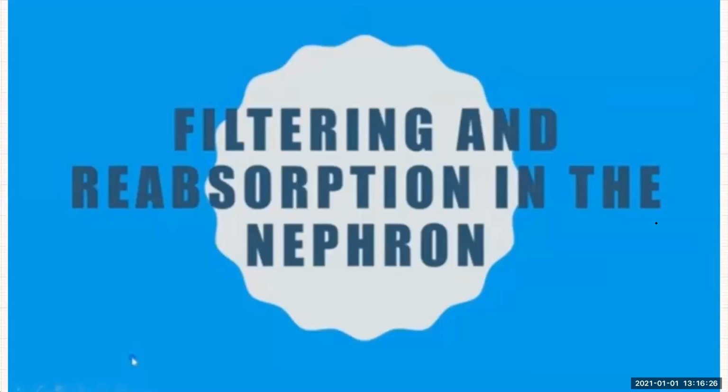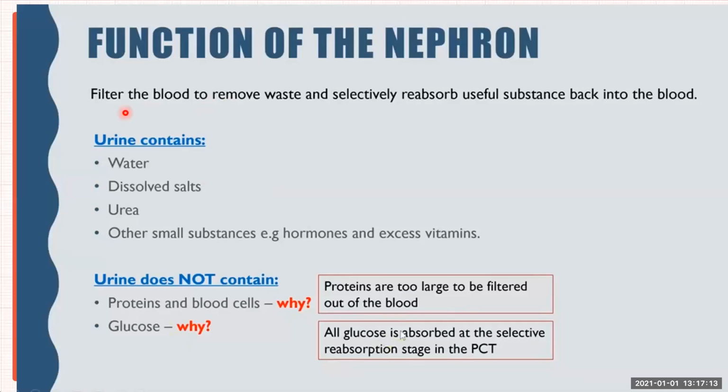Now let's talk about the basic function of nephron, which is filtering and reabsorption. As we talk about filtering, we're talking about ultrafiltration. And when we talk about reabsorption, we're talking about selective reabsorption, because everything does not get reabsorbed. Only selected substances get reabsorbed from the filtrate. So the basic function of the nephron is to filter the blood, to remove waste and selectively reabsorb. Make sure you're using this word constantly, selective reabsorption.